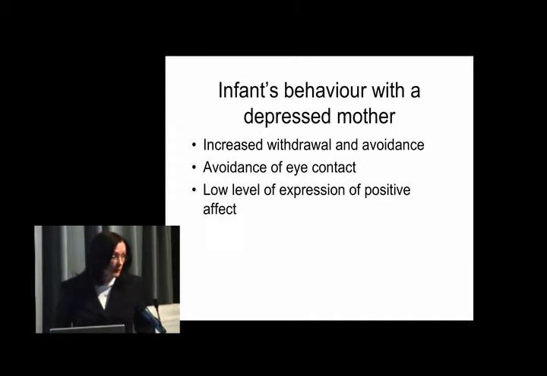So then when we look at the baby who's interacting with a depressed mother, we see that the baby has increased withdrawal and avoidance, and avoids eye contact from the mother, and has a lower level of expression of positive affect. And the question is, is this the child's attempt to protect herself from the intrusive or hostile or avoidant mother, or is the baby imitating the mother's behavior?